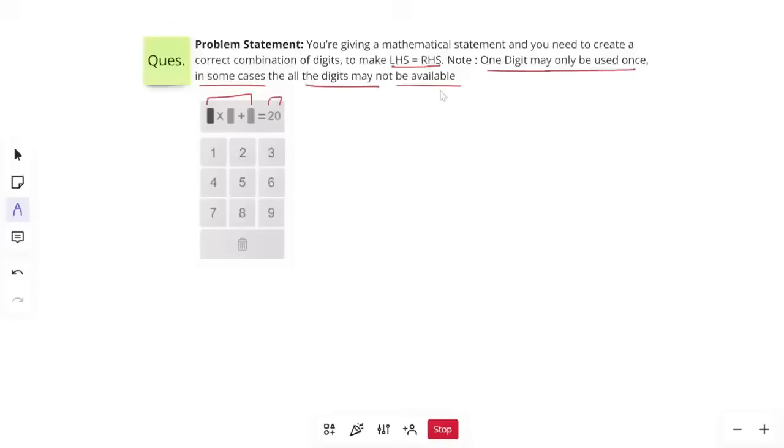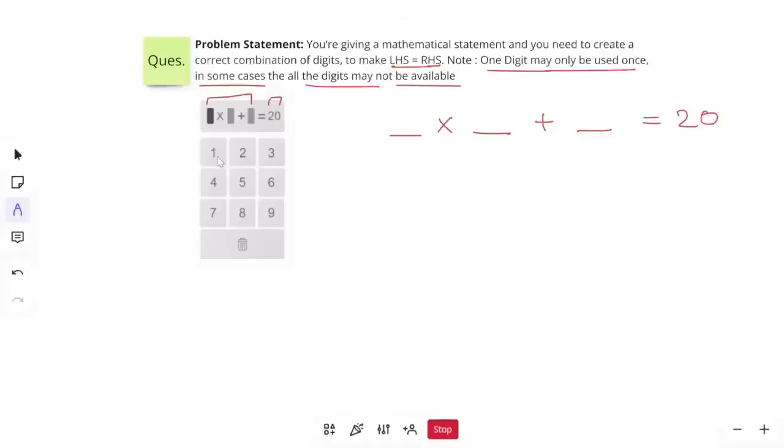Let's try to solve this question. The main condition that is given to us is you cannot use one digit twice. For example, let's write this equation here. We have these places that we need to fill using the digits from 1 to 9. Although we are given all the digits from 1 to 9 here, there can be questions where you are not given all of them. They might give you a few digits out of 1 to 9, like 4, 2, 5, 8 or something, and you have to use those only to find your answer.